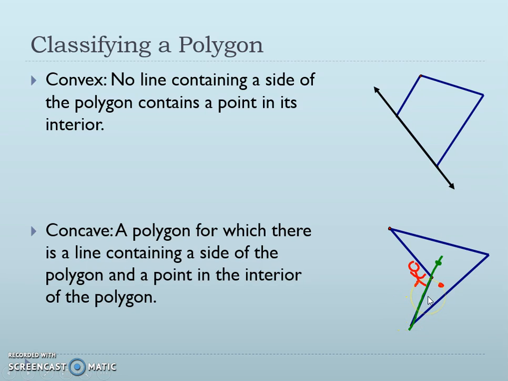So a concave polygon is one for which there is a line containing a side of the polygon and a point in the interior of the polygon. So when it actually goes in like this, each angle in a convex polygon is less than 180. But if you look at this caved-in polygon, this angle is more than 180. That's called a concave polygon. So this is convex and this is concave. There are two types.